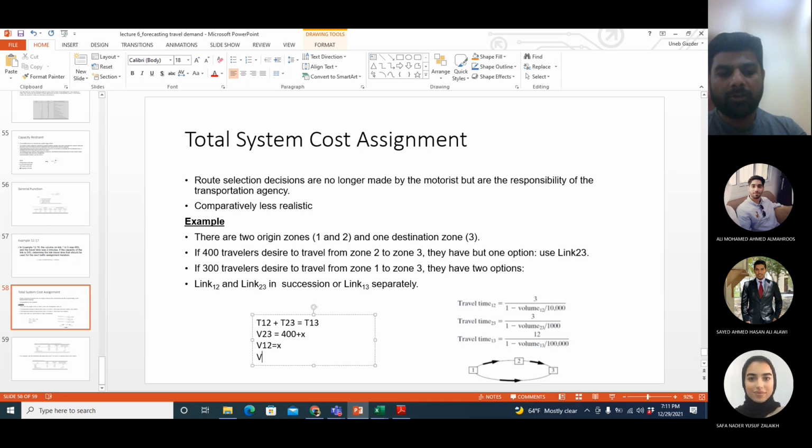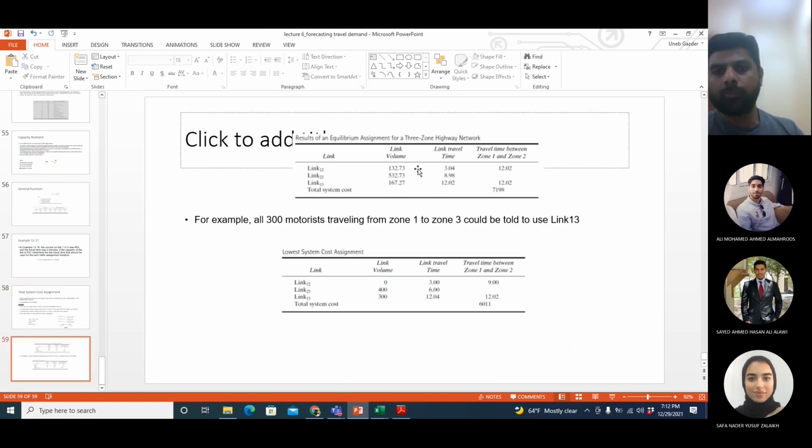And what is volume 1 to 3? That is the total, 300 minus x. Whoever is remaining will go from 1 to 3. Okay, so now you put all these volumes into these three equations and then into this equation to get the value of x. So x came out to be 132.73.